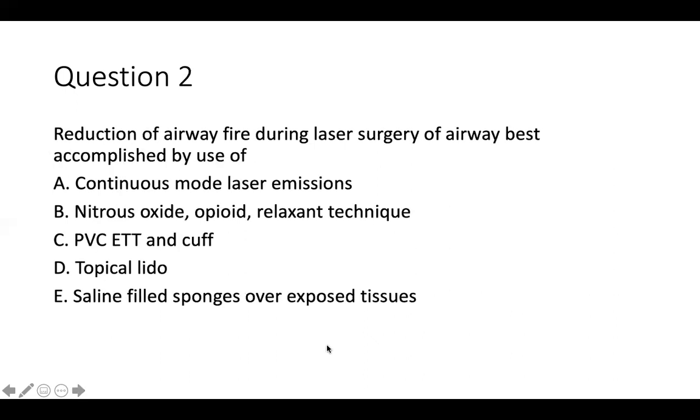Okay. Question 2, reduction of airway fire during laser surgery of airway best accomplished by use of, okay, this is very, very similar to question 1: A, continuous mode laser emissions, B, nitrous oxide opiate relaxant, C, PVC endotracheal tube and cuff, D, topical lido, E, saline filled sponges over exposed tissue. Okay, so we talked about this a good bit. Again, saline filled sponges over the exposed tissue is the best way to reduce the risk of airway fire. The rest of these, topical lido has no bearing. These other two we've talked about, and continuous mode, you can imagine you just have a constant source of ignition.